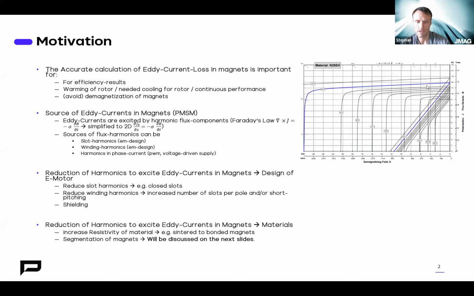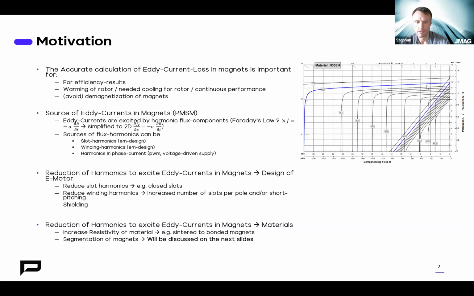On the other hand, we can also deal with the materials we use for the magnets. To reduce eddy currents, one can increase the resistivity of the material. So for example, instead of sintered magnets, we could use bonded magnets. The electrical conductivity of bonded magnets is very low, and so the eddy current loss of these magnets will be very low. The drawback is that the performance of these materials is far lower compared to the sintered materials.